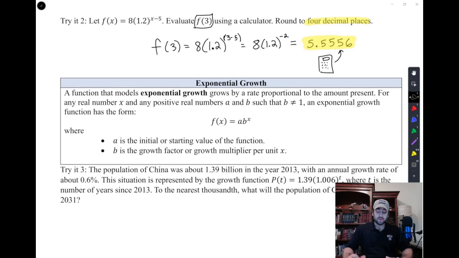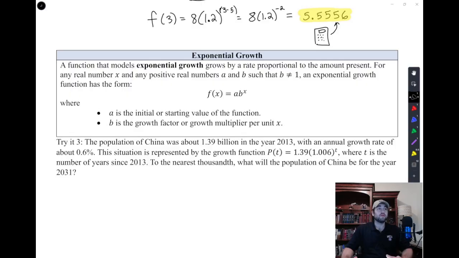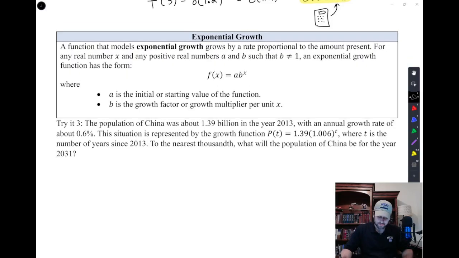Okay, so we've got the first instance of exponential functions, which is exponential growth. And this is a function where a and b are both positive numbers. So the initial value a is positive, and b is a positive base. And the rate of growth is proportional to the amount present.